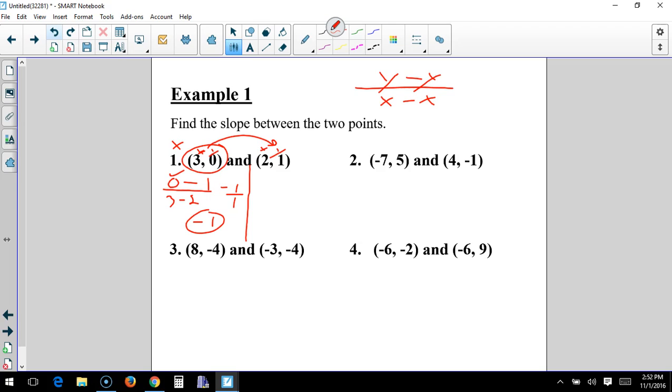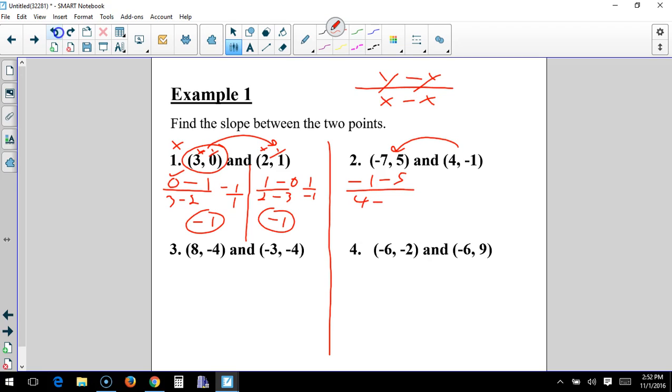If we go the other direction, 1 minus 0 over 2 minus 3, that ends up being 1 over negative 1, which still ends up being negative 1. So it doesn't matter which direction you go. And sometimes it helps. Sometimes you can avoid a double negative by going one direction. Number 2 is a case in point. You can say, I'm going to do it this way, 5 minus negative 1. Oh, darn, I don't want to have a double negative. So I'm going to go the other direction. Negative 1 minus 5. Yay, I avoided the double negative.